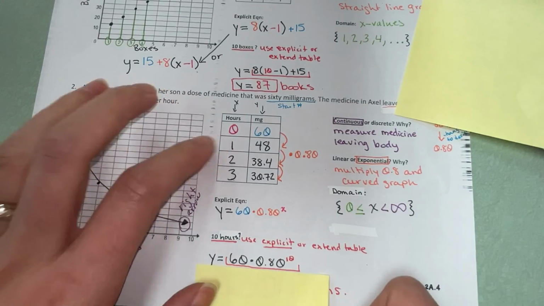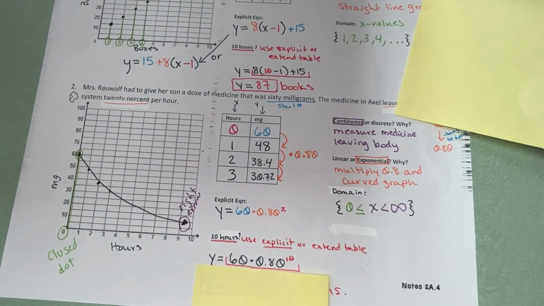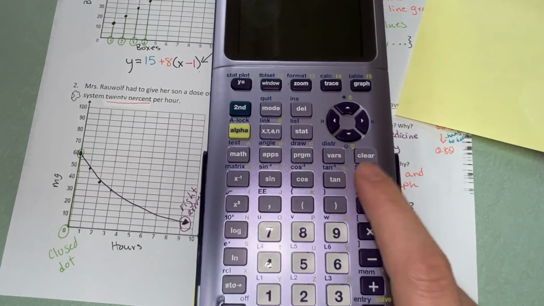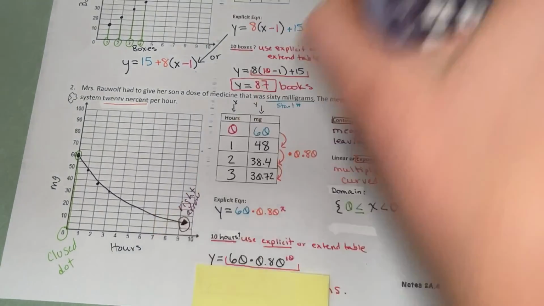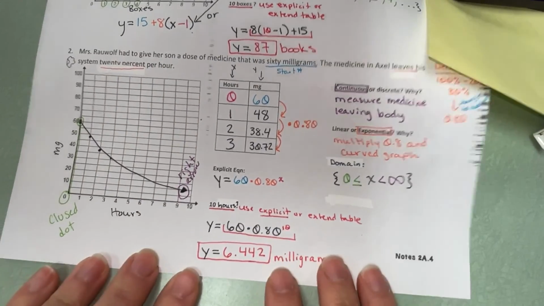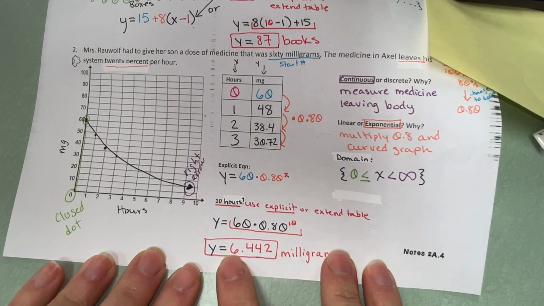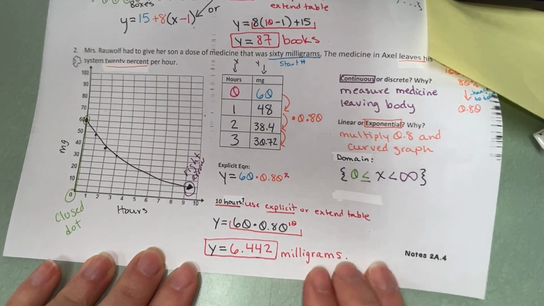So when I do that, here's how the equation gets written out. What you want to do is write or type 60 times 0.80 to the exponent 10 into your calculator. And remember, in your calculator, this is the exponent button. All right, hopefully you got something along the lines of y equals 6.442 milligrams.